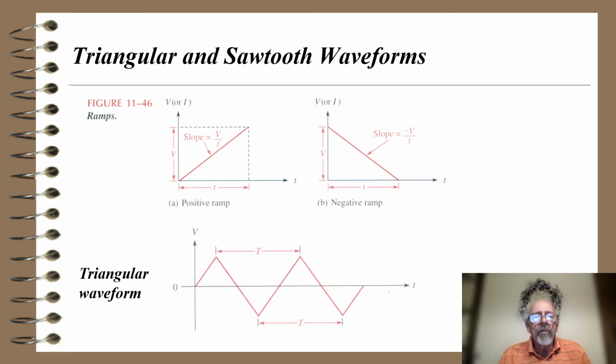Well, here we see some ramps and then a triangular waveform down below. So I've got a positive ramp with a slope of V over T. I've got a negative ramp with a slope of minus V over T. And it turns out my triangular waveform looks like a combination of a positive and a negative ramp.